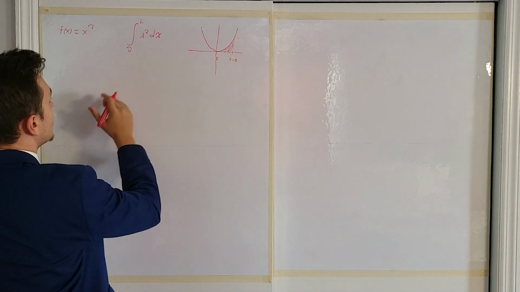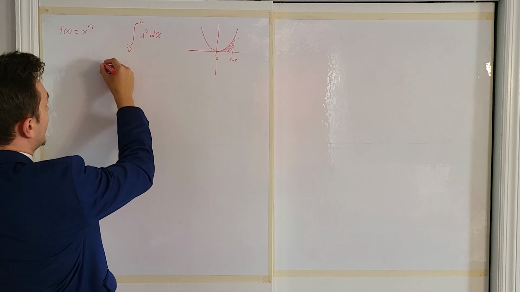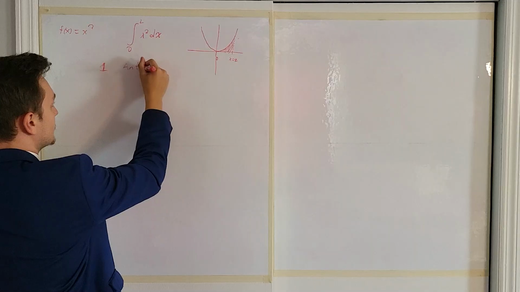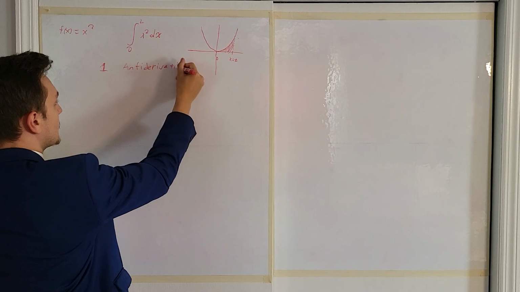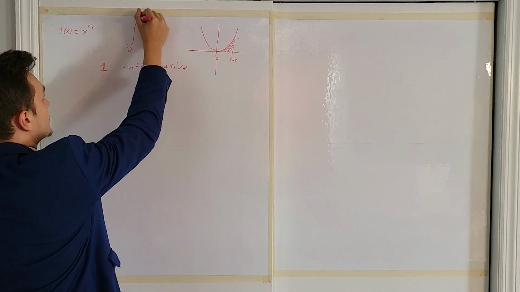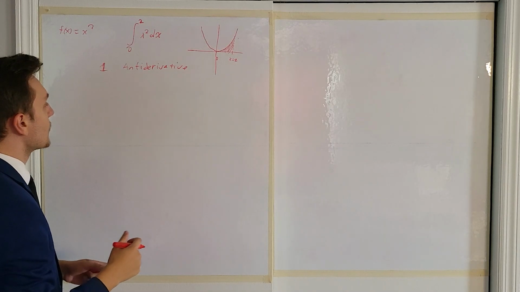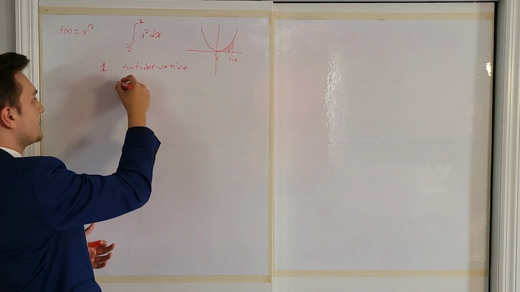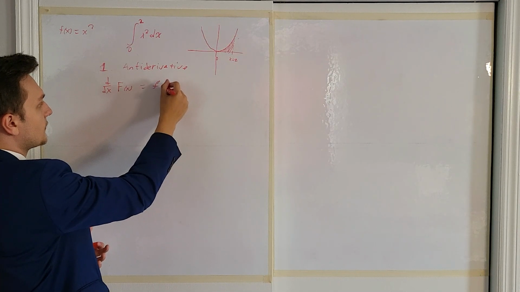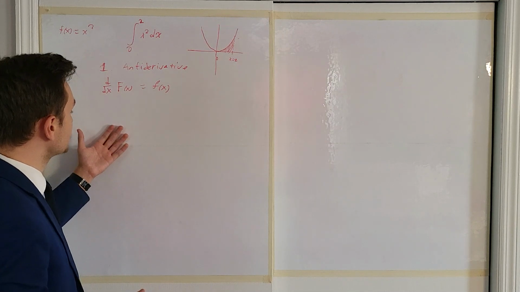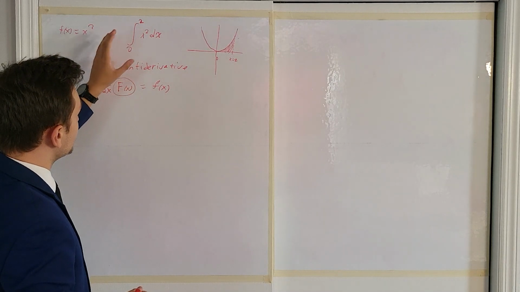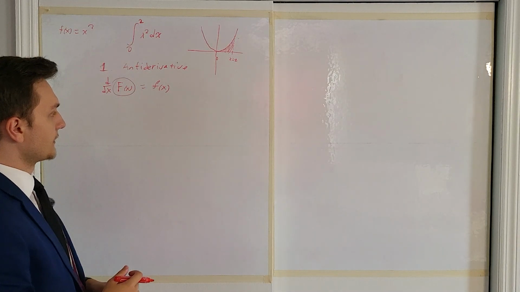Step one, when we are evaluating our definite integral, is to find the antiderivative. In this case, our function is f of x equals x squared. When we're finding an antiderivative, we're trying to find a function big F of x, such that if I differentiate big F of x, I get my original function back, f of x. So I'm trying to find a function whose derivative is x squared.